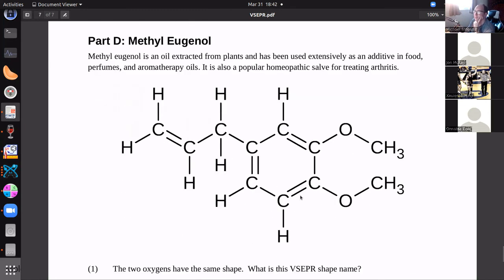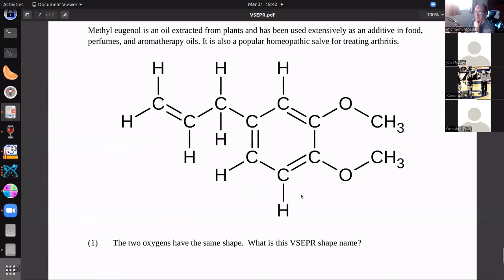So methyl eugenol is an oil extracted from plants. There's a lot of eugenol in cloves. It's a spice, right? You guys ever seen cloves before? Usually put it in pumpkin pie. It's got a certain characteristic smell to it.